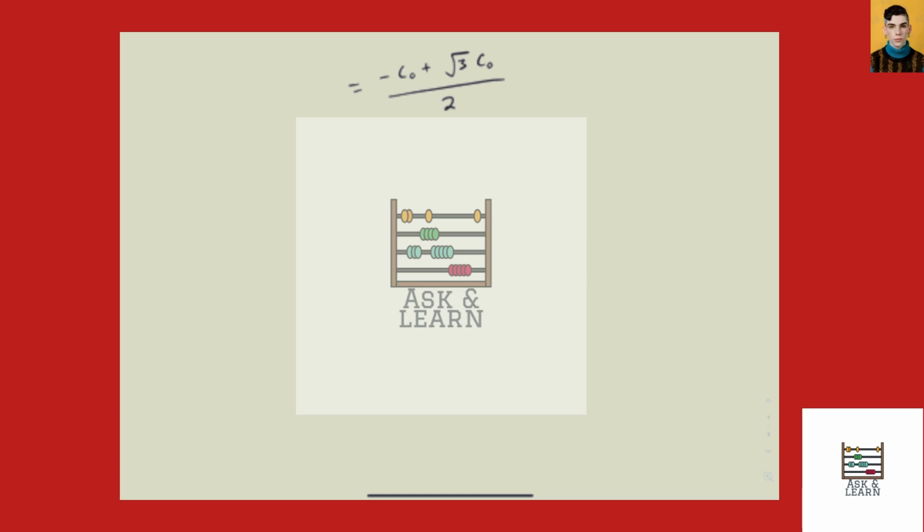Now, if we have minus C0 minus root 3 C0, then we're going to get a negative answer, and you can't have a negative capacitance. So the negative doesn't work. We can get rid of that. So it has to be plus. So minus C0 plus root 3 C0, we can factor out C0, and that's root 3 minus 1 over 2, and that's the equivalent capacitance.